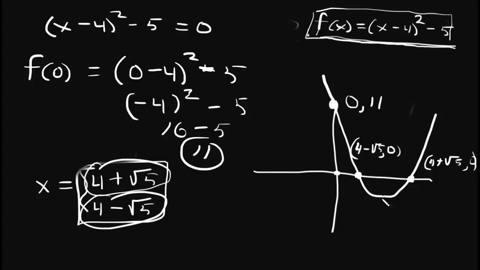The last point that I'm going to deal with right now is this one. And I know that's going to be the point (4, negative 5). The x value is going to be 4, and the y value is going to be negative 5. How do I know that? This is a little bit more complicated, but a lot more interesting.